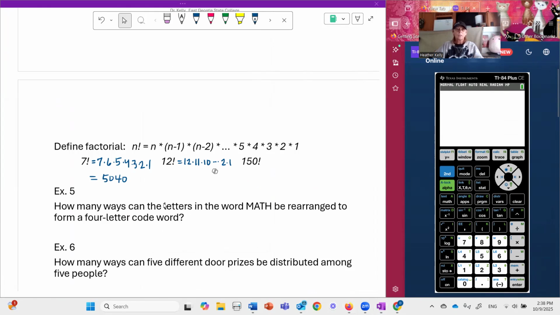Okay, so you don't want to have to go 12 times 11 times 10. I mean, it's not the worst thing, but it could be pretty crappy. Well, good thing to know that there is actually a key on your calculator to do factorial. And you're not really going to be doing much factorial, but it's kind of a cool key. So let me just teach you how to do it.